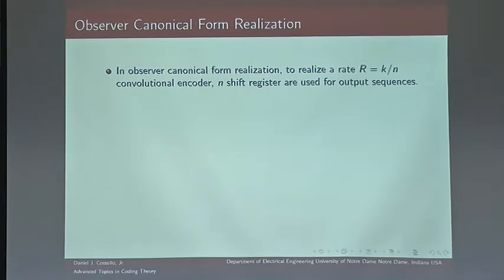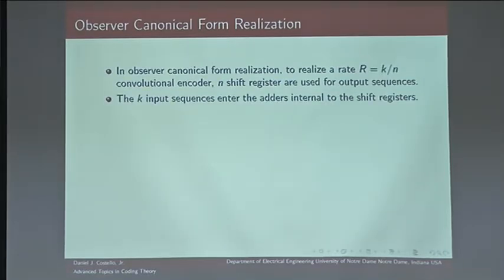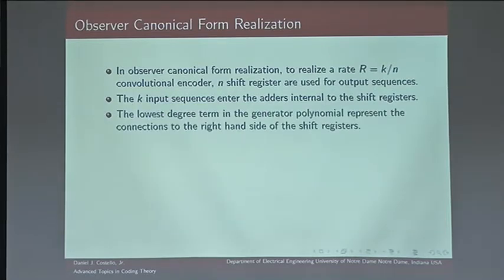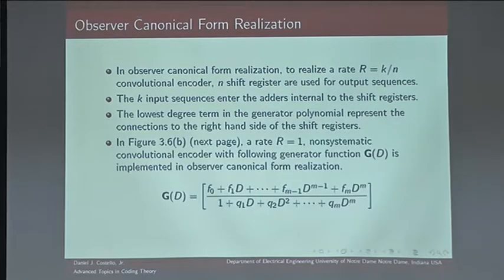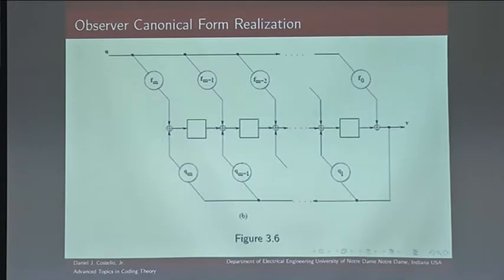Now there's another kind of general form from system theory that is a so-called observer canonical form. It uses actually n shift registers, one for each output. K input sequences actually enter adders which are internal to the shift registers. We'll see what this looks like in a second. And again, just a general rate 1 kind of canonical form encoder realization would look like this.